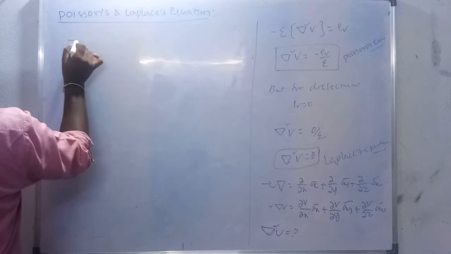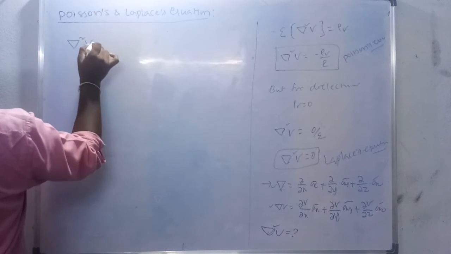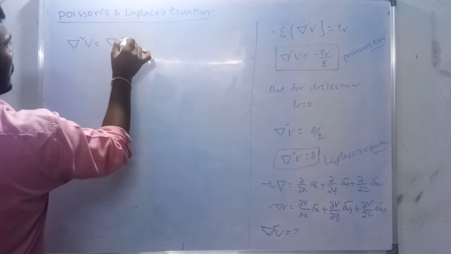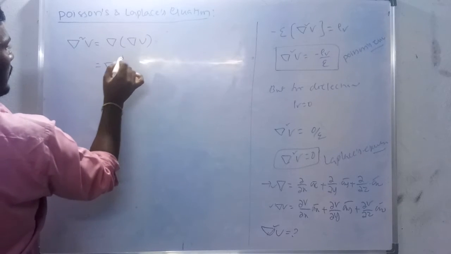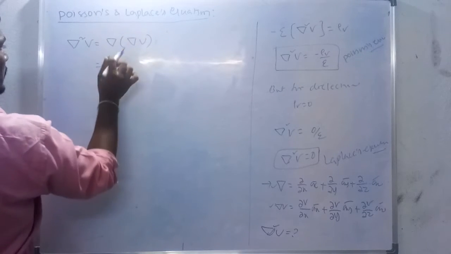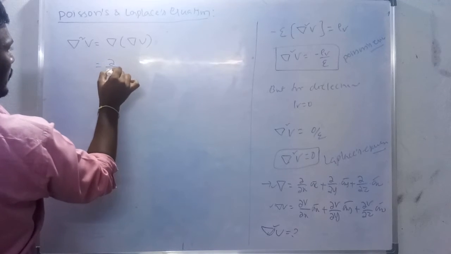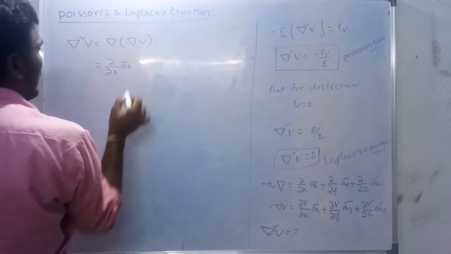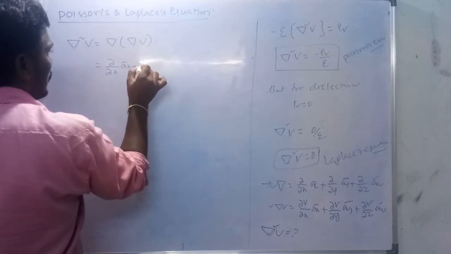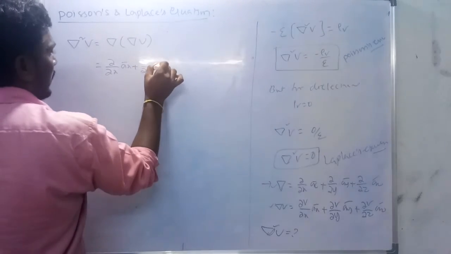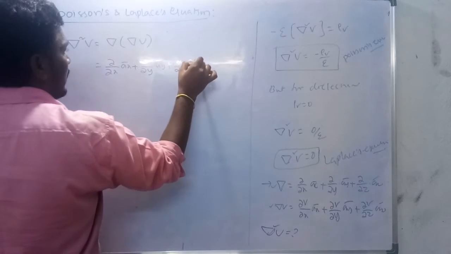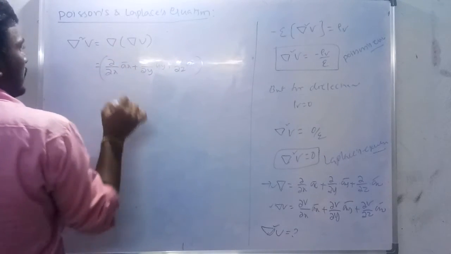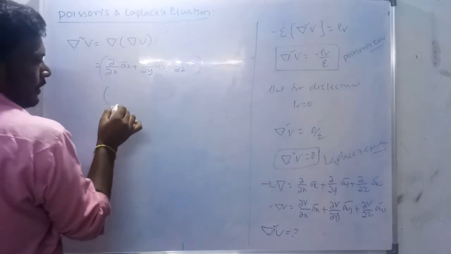Can you write the del square V? Del square V is equal to del dot del V. Del means dou by dou X into Ax bar plus dou by dou Y Ay bar plus dou by dou Z Az bar, dotted with del V.